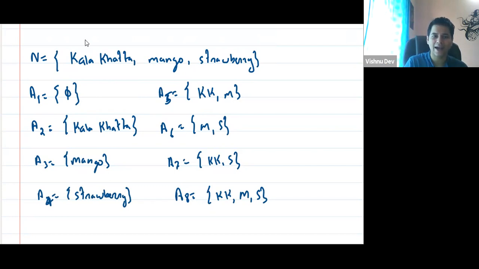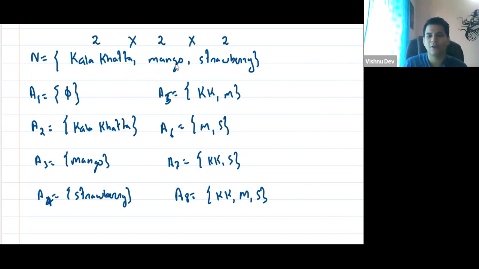Either he can have kala khatta or he will not have kala khatta. So how many options do we have for selecting kala khatta? 2. Think about it: either you can select or you cannot select. Yes or no? Now, what about mango? How many options do you have for selecting mango? 2 only. And for strawberry, 2 only.